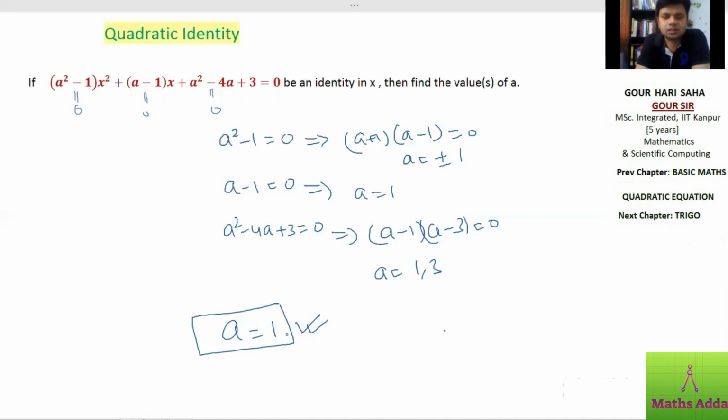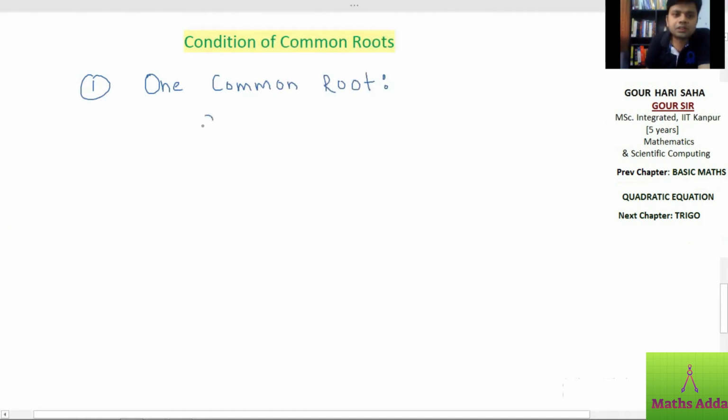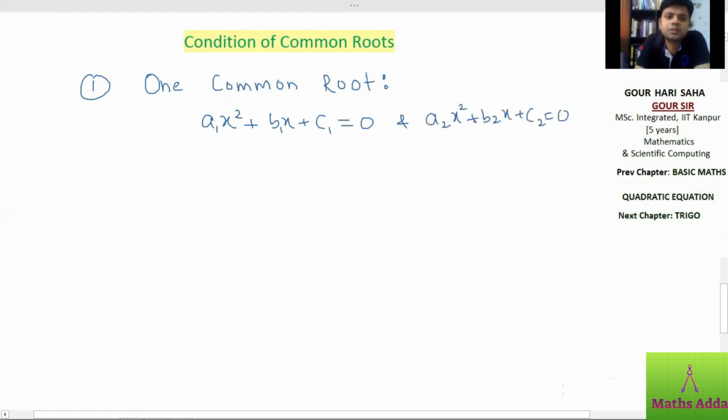So, moving next. Next is the condition of common roots. So, the first situation is one common root. There are two quadratic equations, a1 x square plus b1 x plus c1 equal to 0 and a2 x square plus b2 x plus c2 equal to 0. Two quadratic equations are given and it says there is one root common. So, what should be the relation between a1, b1, c1, a2, b2, c2, right?